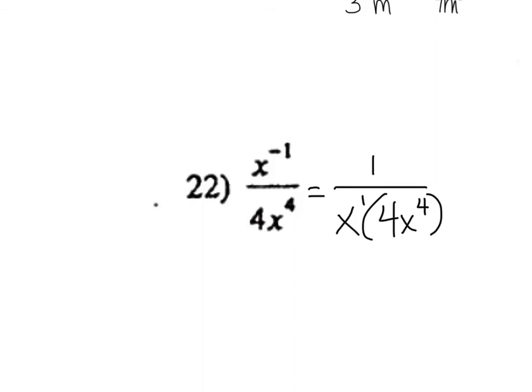I now have same bases in the denominator. Even though it's a fraction, since they're both in the same location, I'm going to multiply them to get x to the 5th. That 4 comes out front, so 1 over 4x to the 5th.